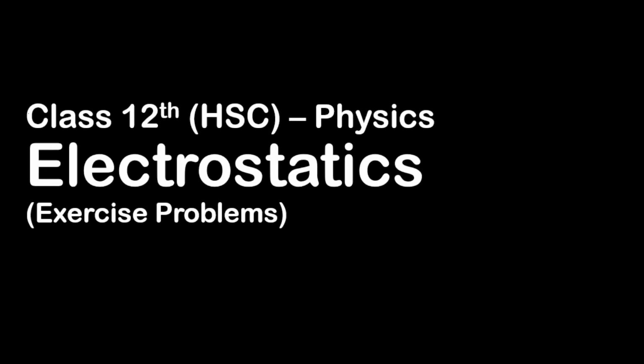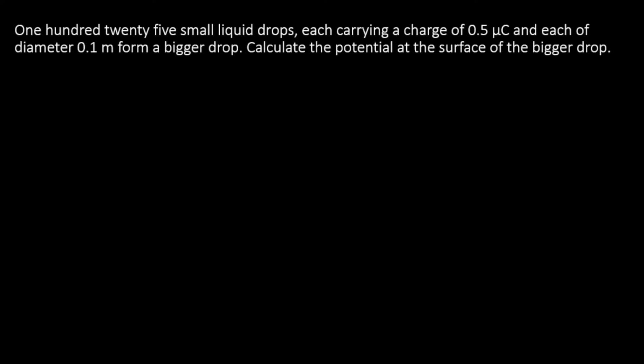So in this video we'll solve the remaining sums of chapter 8 electrostatics. 125 small liquid drops each carrying a charge of 0.5 microcoulomb and each of diameter 0.1 meter form a bigger drop, and we need to calculate the potential at the surface of the bigger drop. So solution: a bigger drop is formed.